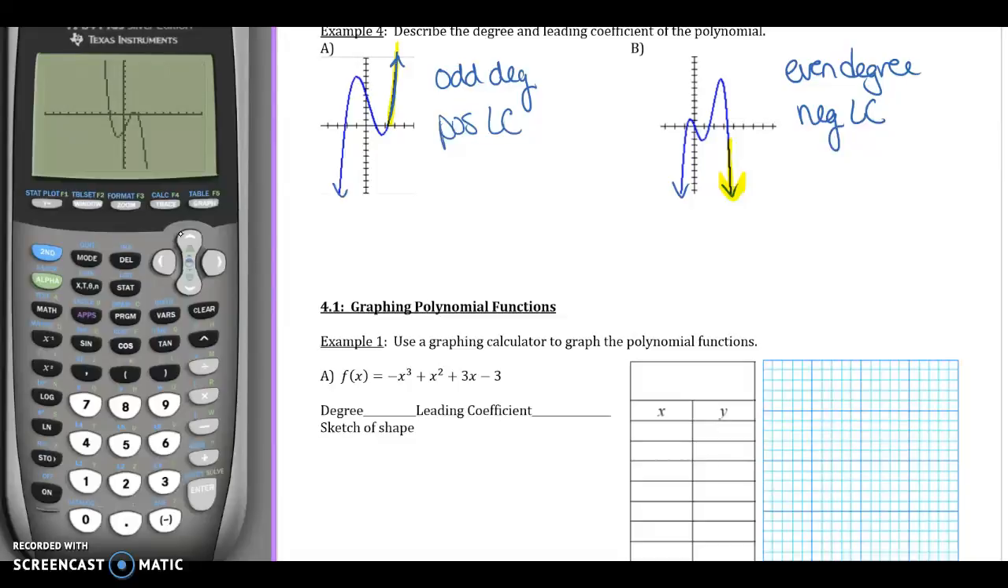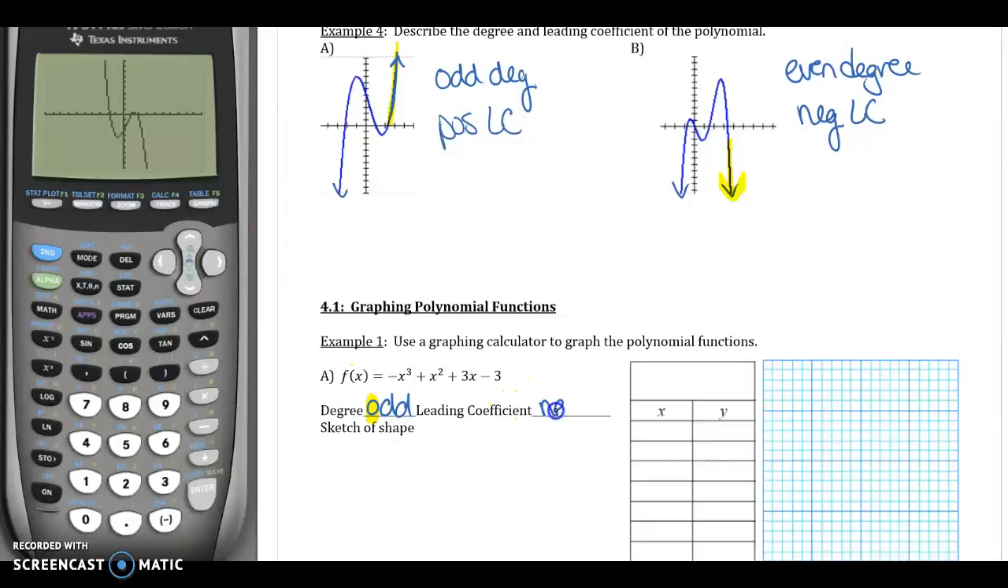Okay, now why does it look like that? Let's take a look at what the degree and the leading coefficients are. The degree is 3. That is an odd number. Oops, I should probably use a pen. And the leading coefficient is negative, so the right side of the graph should go downward, and the left side should point the other direction.